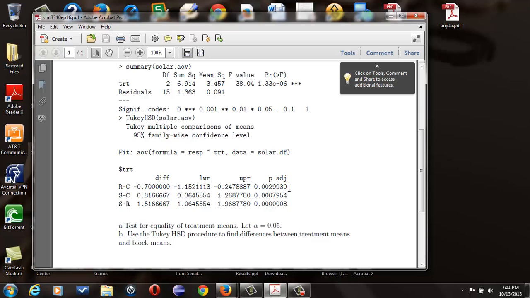Okay, so if those two are different, if there's a difference between those two means, it's going to show up here. That is, your p adjusted will be less than your alpha of 0.05, and you always use alpha of 0.05 on Tukey. The reason being, this is a 95% family-wise comparison, or confidence level. So rainy and cloudy are different. Sunny and cloudy are different, and of course, not surprisingly, sunny and rainy are different. All right, hope that helps.